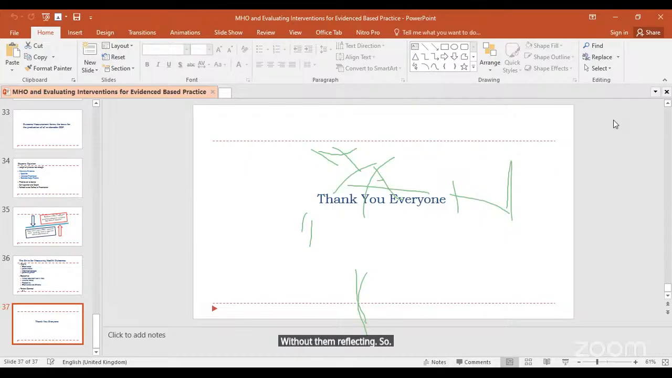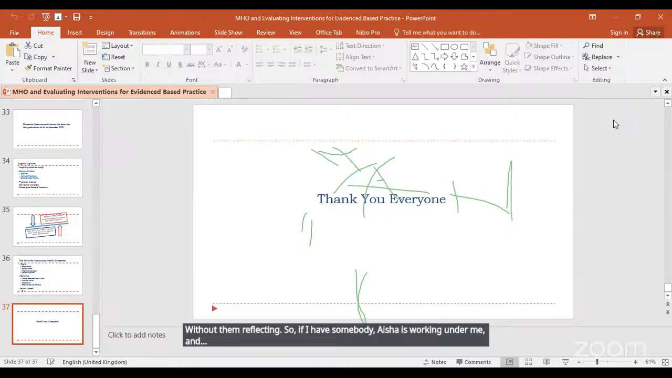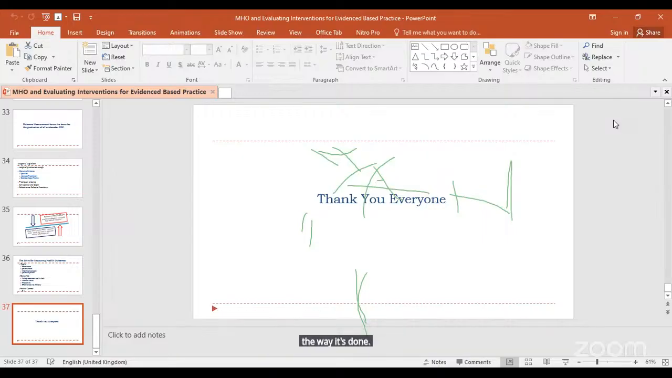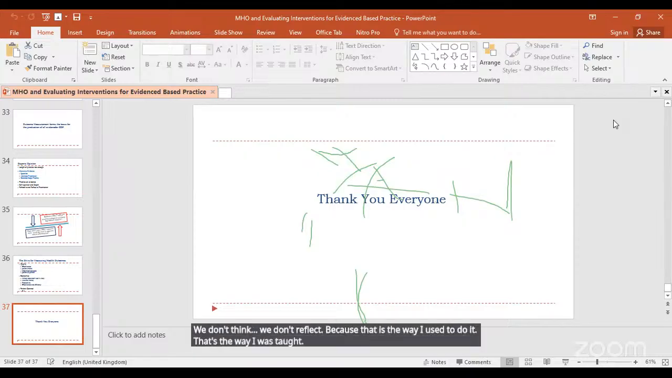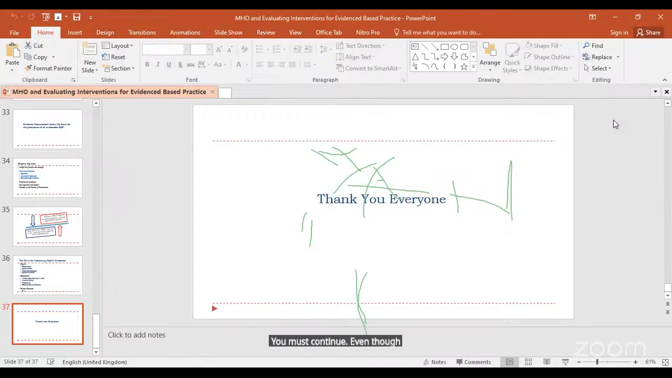So if Aisha is working under me, and I worked under someone for 15 years who did not allow me to think or reflect, and I must do everything exactly the way it's done, I'm going to train Aisha to work with me also, not thinking. So we set up a system that kills the system. We set up a system of grooming ourselves as oxymorons, as professionals. We don't think, we don't reflect, because that is the way I used to do it. That's the way I was taught. You must continue, even though we claim we are using evidence-based practice.